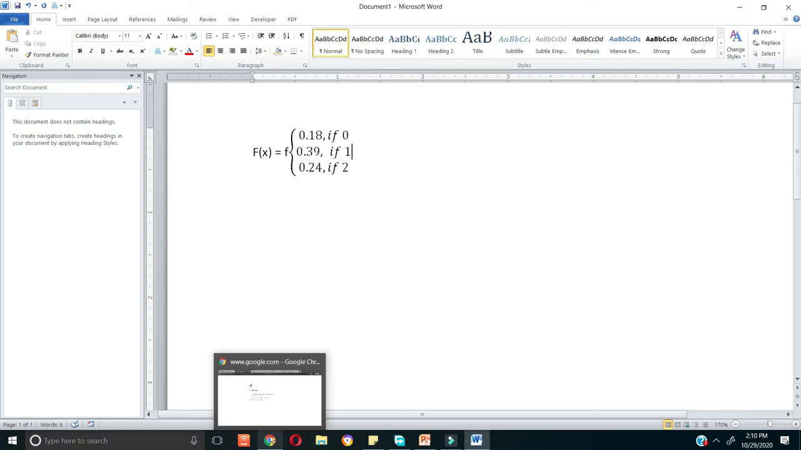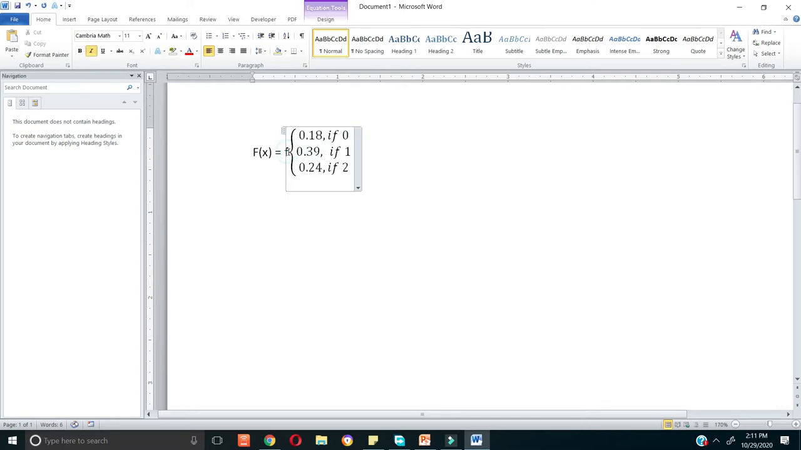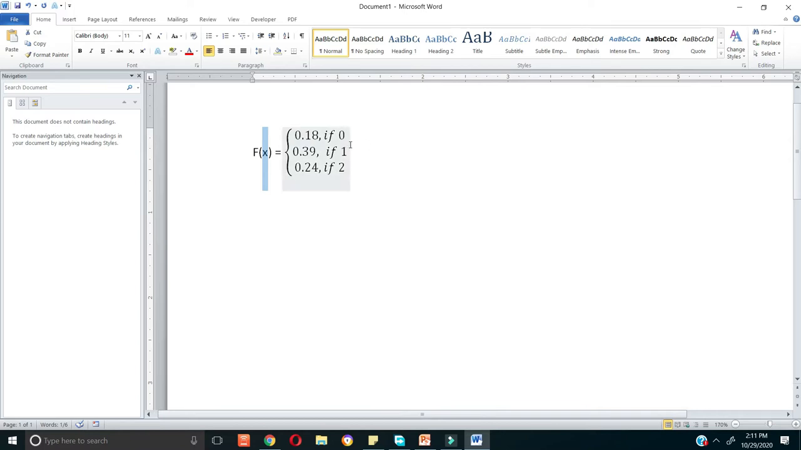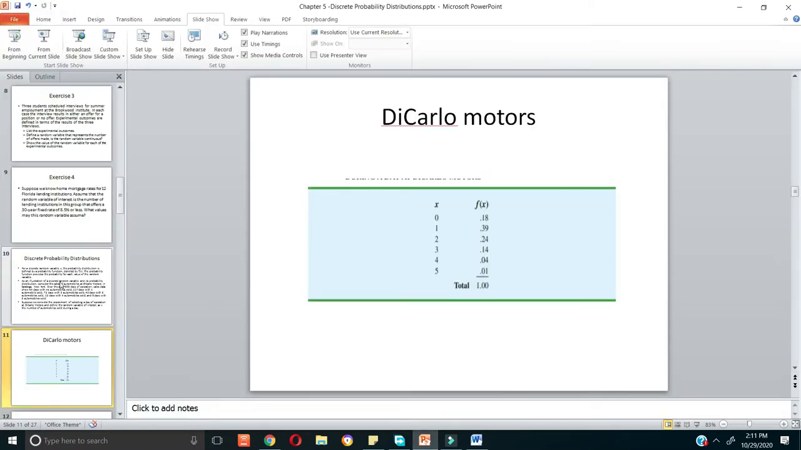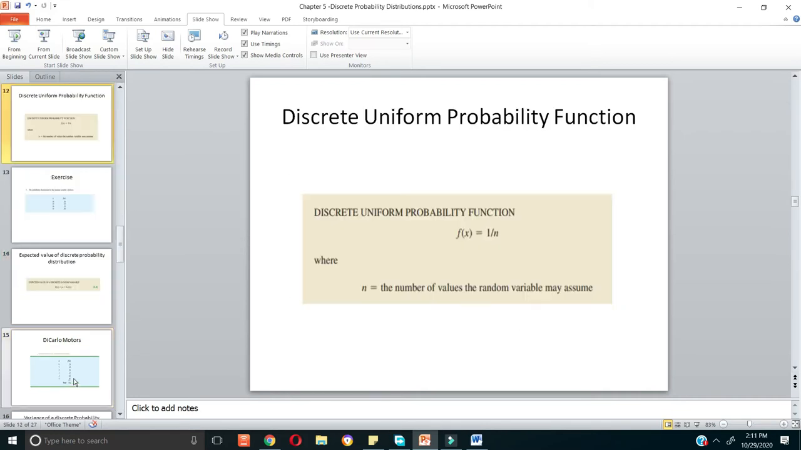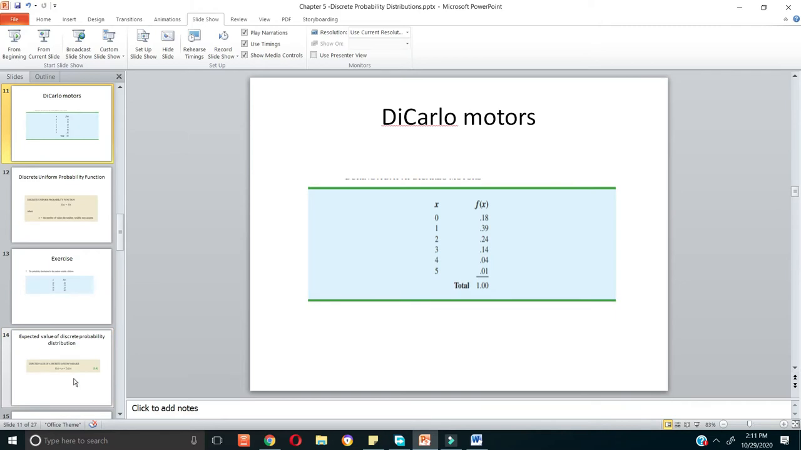If you have described the distribution, then it means you can directly compute the probability of a certain event happening, given some information about the random variable. We are going to do a lot of this in a short while. So this is for the DiCarlo Motor experiment.